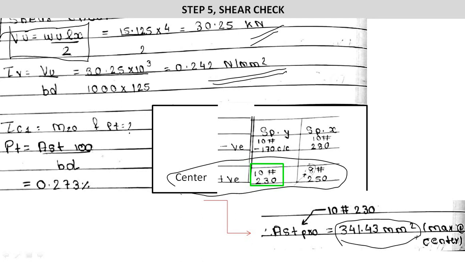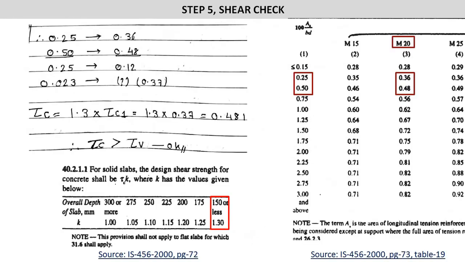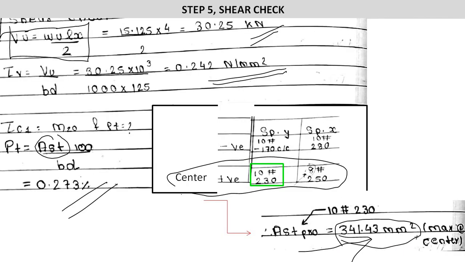To calculate the percentage of steel we will use the area of steel in tension, the value of which we have calculated. So here the Ast will be 341.43 into 100 upon 1000 into 125 mm. So we will have the percentage of steel as 0.273.